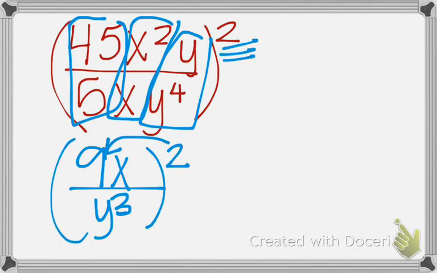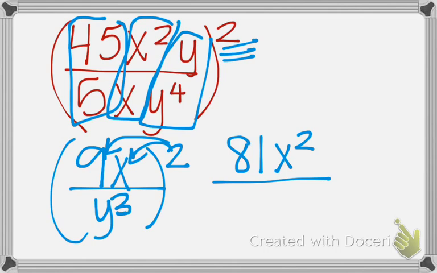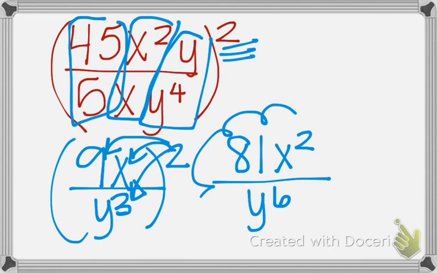And then you remembered to take all of this to the 2nd power. So I have 9 to the 2nd power, which is 81. I have x to the 2nd power, which is x to the 2nd. And I have y to the 3rd to the 2nd, which is a power to a power. So I get y to the 6th. So hopefully you guys were able to do that.